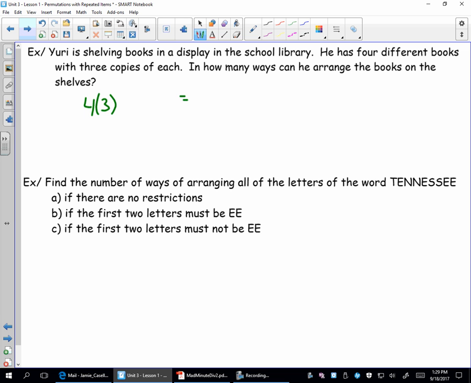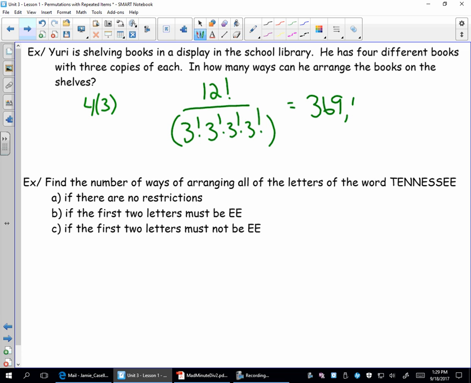He's got 12 books. But some of them he can't tell apart. He can't tell apart the 3 copies of the first book. So there's 3 of them. And 3 copies of the second book, and 3 of the third, and 3 of the fourth. They can't be told apart. So I have to divide them out. I can't say I move them when I can't tell that, right? So we end up with 369,600.